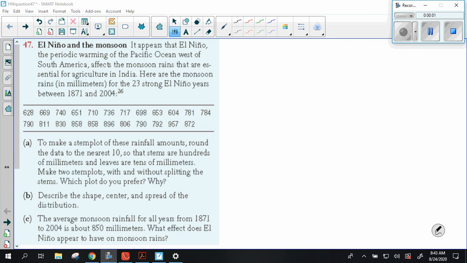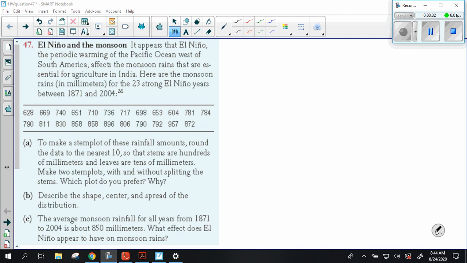Hello, AP Statistics. Recording a video for you today just to reinforce this concept of stem plots, otherwise known as a stem and leaf plot. This one is from your homework, number 47. It's actually on the homework check as well. So I wanted to just solidify this concept for you by working this particular problem out.